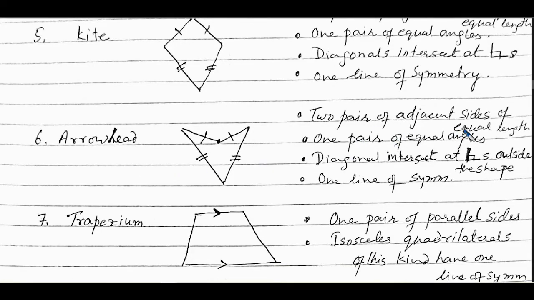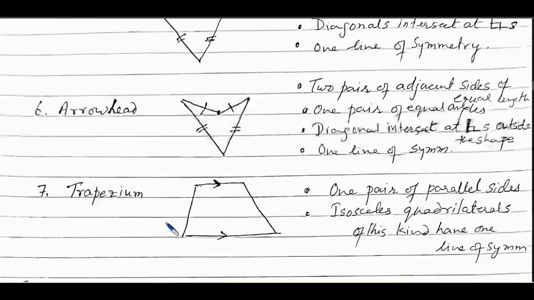Arrowhead, two pairs of adjacent sides equal. Similar to this, the only thing is it is inverted here. Okay, two pairs of adjacent sides. This side and this side are the same length, and this is an adjacent side. This side and this side are the same length. And one line of symmetry. Similarly here, if I draw a line here and fold it, it will overlap. Otherwise, it will not overlap.